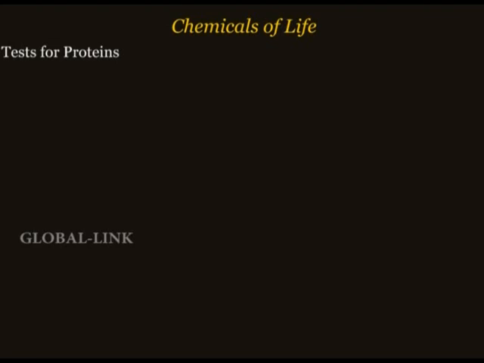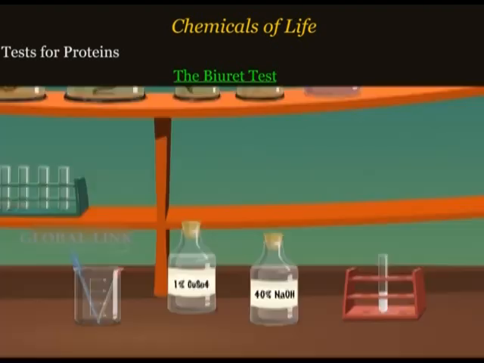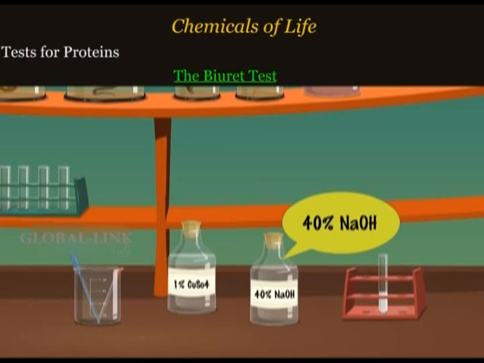Now test for proteins. We have three methods of testing for the presence of proteins in a sample. The first and the most common one is the biuret test. Here, we use copper-2 sulfate and sodium hydroxide. We will test for protein in the egg albumin.